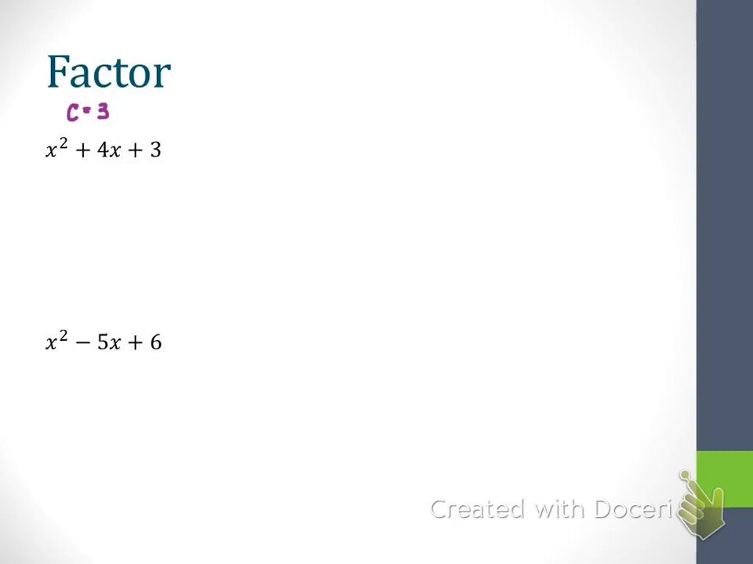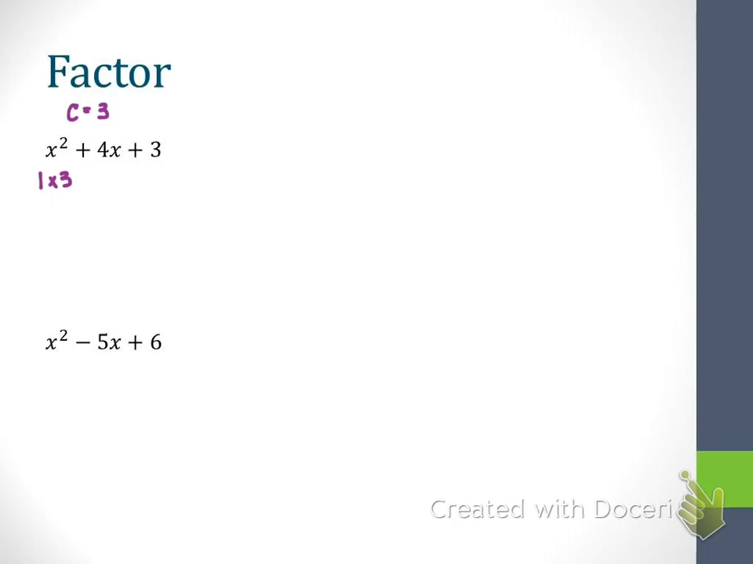Okay, let's start. 1 times 3 equals 3. 2 times anything equal 3? No. 3 times 1, but I've already written it right there. 4? No. 5? No. 6? No. I'm just going to keep going. 7, no. 8, no. 9, no. 10, no. Okay? I know that the only two factors that 3 has are 1 times 3. So that has to be what I'm going to use.